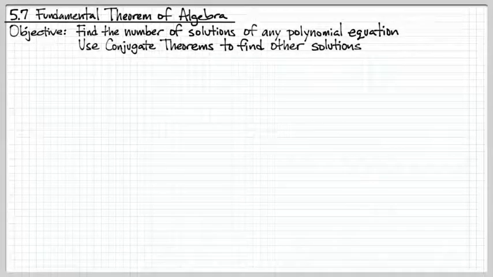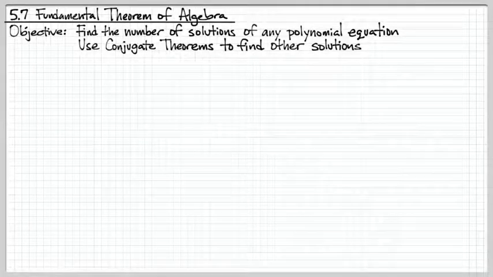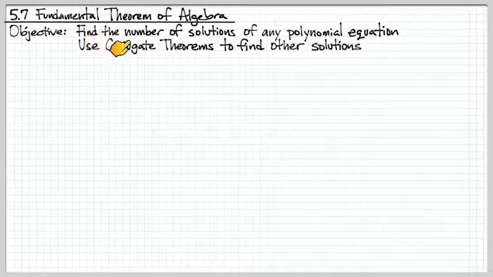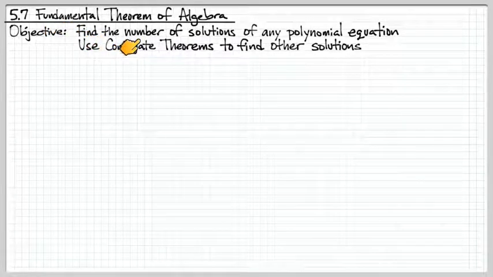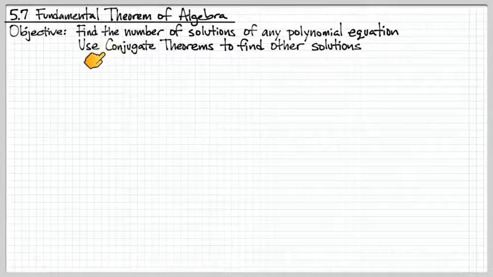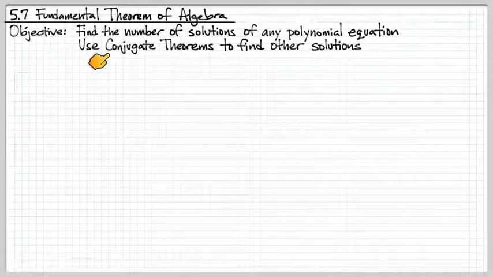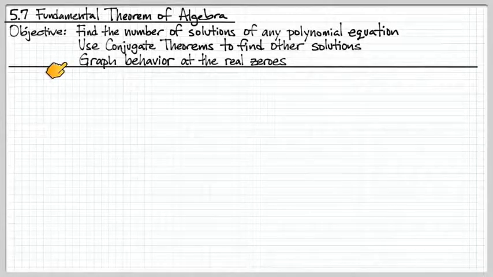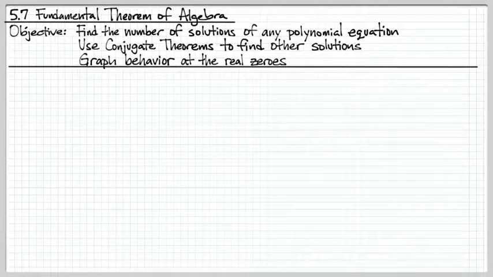In this lesson, we're going to cover what's called the fundamental theorem of algebra. The fundamental theorem of algebra tells us how many solutions there are in any polynomial equation. And then we're going to use this with the conjugate theorem to help us write equations for polynomials. We'll hold off on graphing. We'll do this in a next lesson.